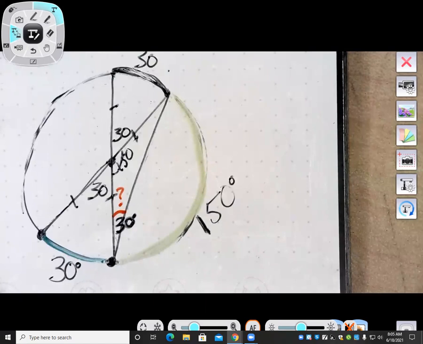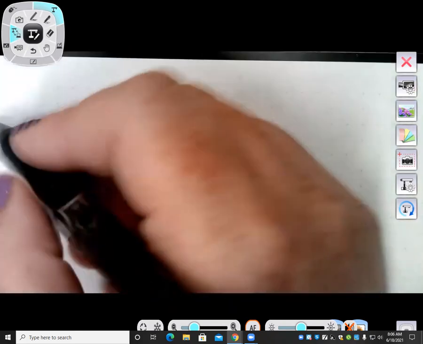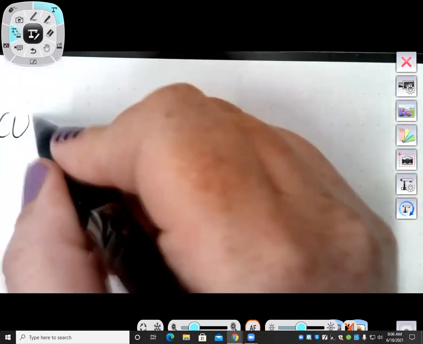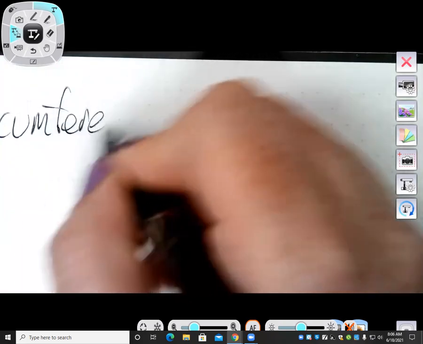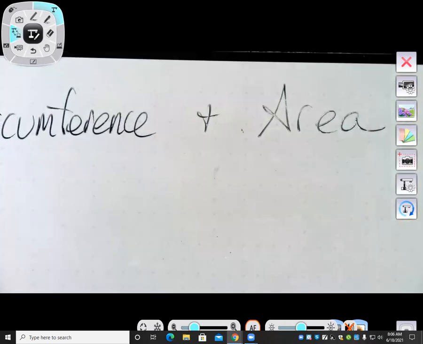All right, so that's the bit about inscribed angles. Make sense? Everybody's all right with them? So then all we have left to talk about now are circumference and area. And I know you're familiar with them, but we're gonna get real familiar. Okay, circumference and area. Can someone explain to me the difference between the two?